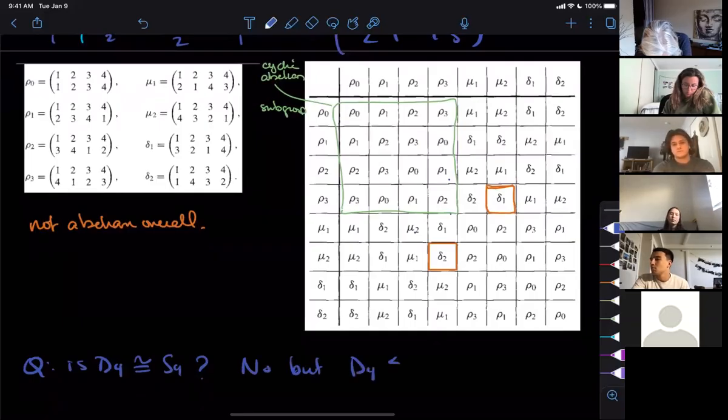But in fact, D4 is a subgroup of S4. D4 is a group, S4 is a group. Everything in D4 is a permutation.